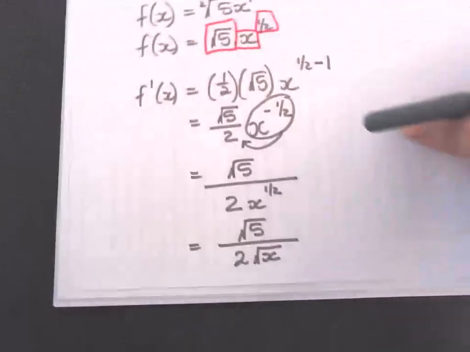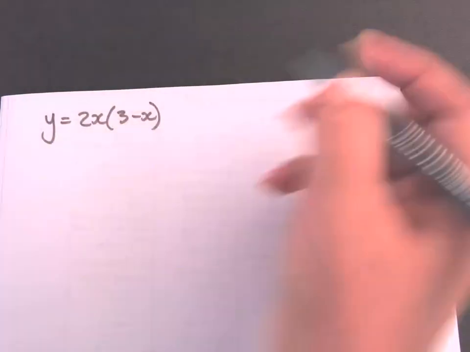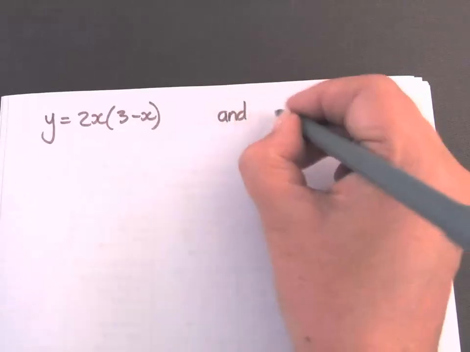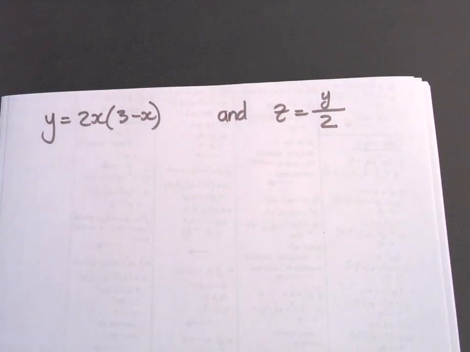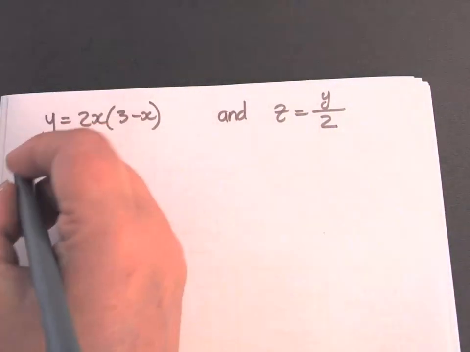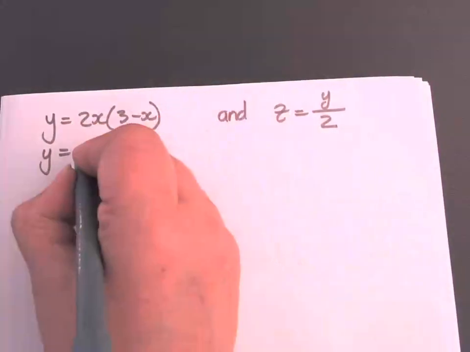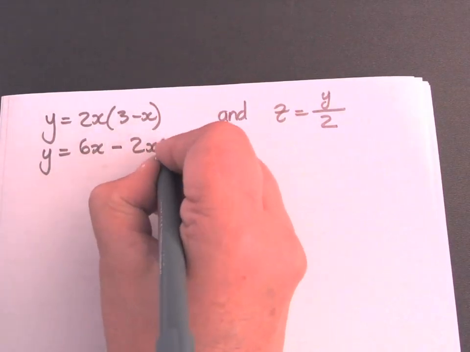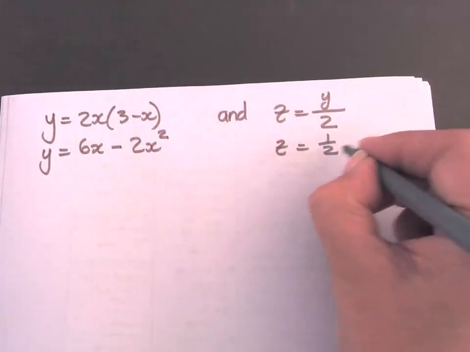Okay, now I want to do another example. Let's say I give you two functions. y equals 2x(3 minus x), and I give you z equals y over 2. Now we first need to simplify this. So y will be equal to 6x minus 2x squared. And in this case, z will be a half y.